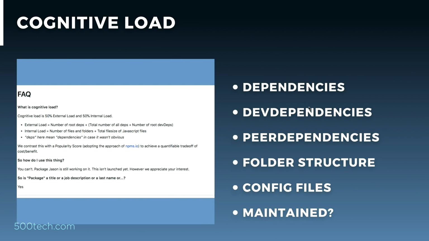But really, one thing I was innovating, all that was thrown away. But I think the one good idea from this project, which persists, is the idea of cognitive load. And there is a ton of cognitive load that happens when you start a new project. There's dependencies, there's dev dependencies, there's peer dependencies, folder structure, config files, and then there's a whole question of, is this still maintained? Like, can I trust this thing, or do I have to keep it up to date? And that's not even an exhaustive list, right? I'm sure you can think of more.